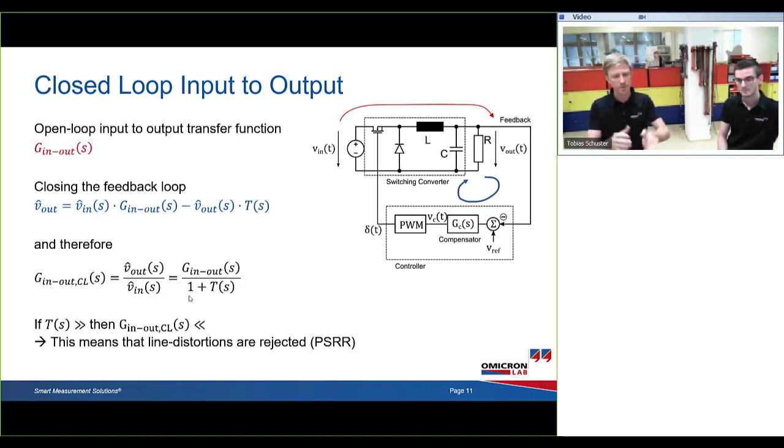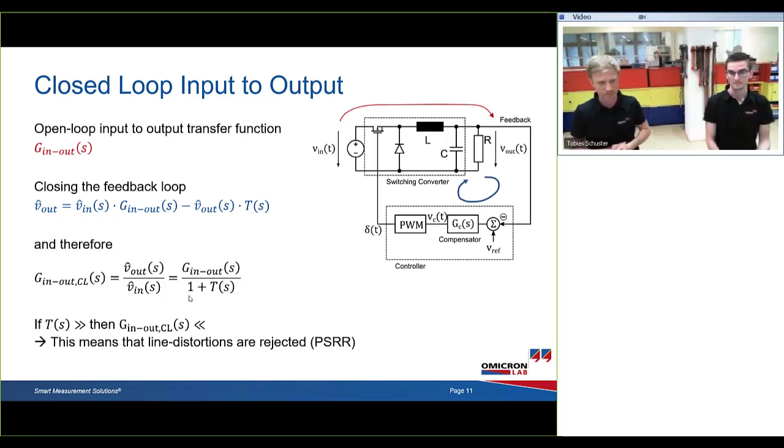So we have a very small result, a very small closed loop input to output transfer function, and that means that changes in the input will not appear at the output, they are rejected, and that's why the closed loop input to output transfer function is also called the PSRR, or the power supply ripple rejection, or power supply rejection ratio. There are several names for that. We're going to talk about the measurement of PSRR very quickly afterwards, but we will not do the measurement today.